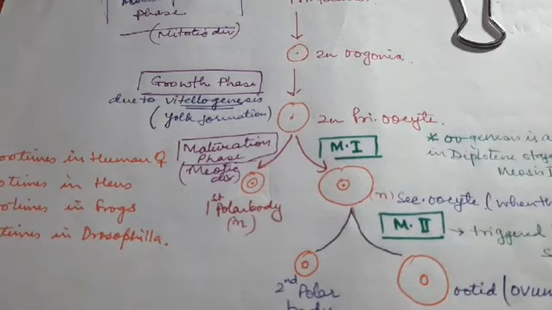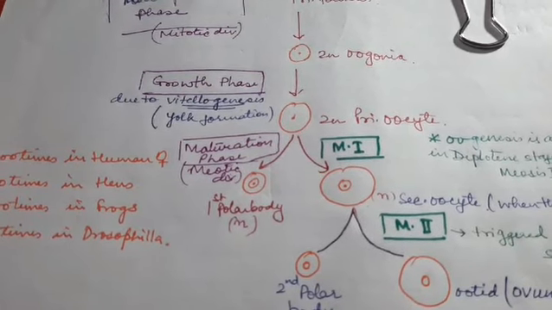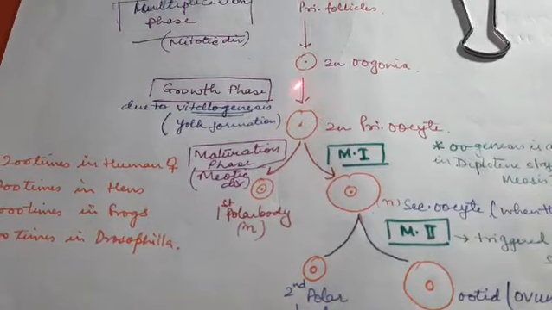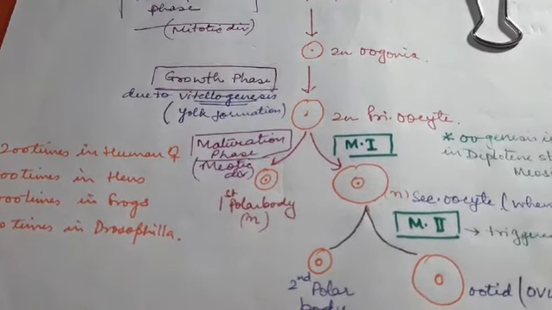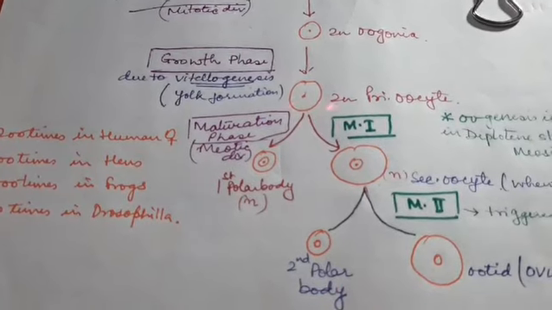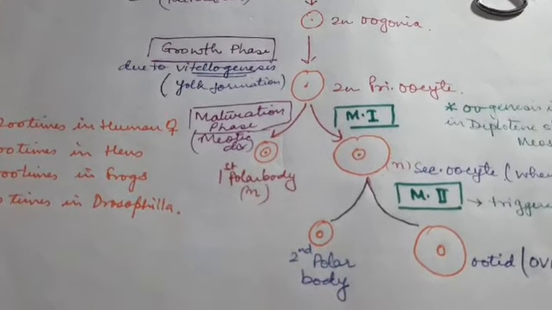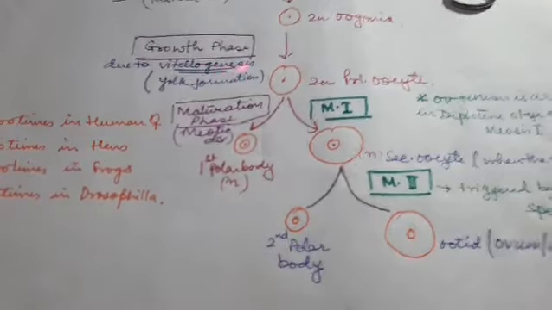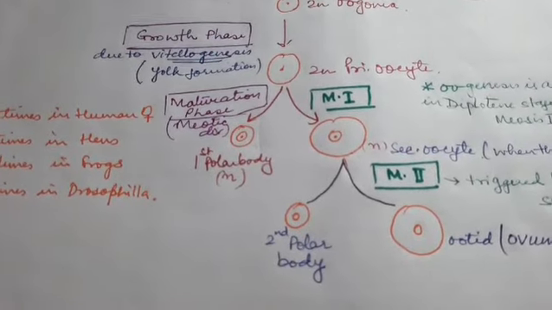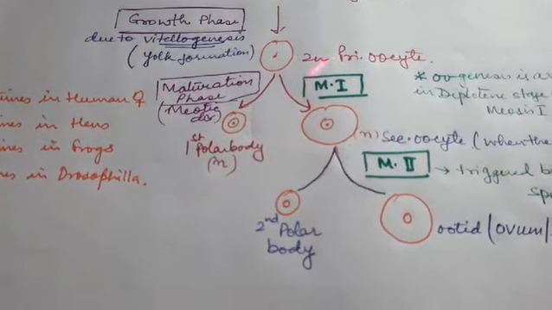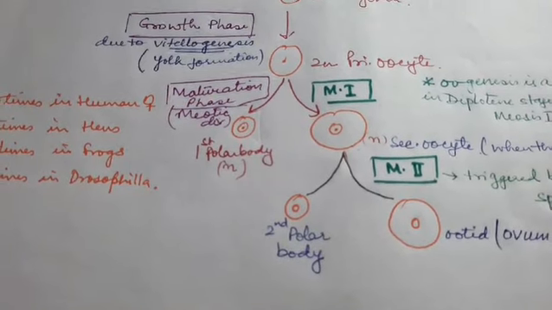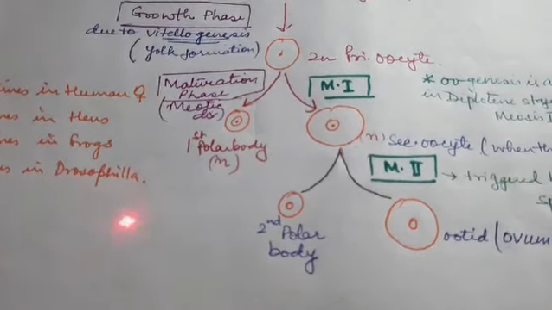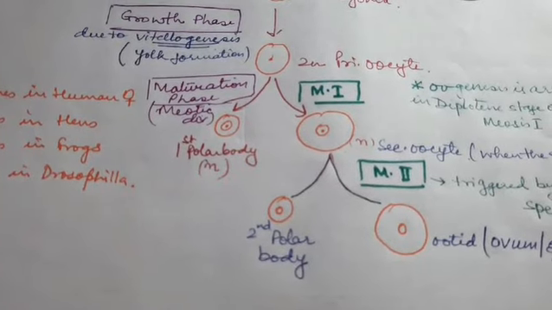So here it grows, and now you can see here it goes, and now we call it a primary oocyte, and it is a diploid large cell. Enlargement is due to vitellogenesis. This primary oocyte now enters the next stage, that is the maturation phase, which includes meiosis 1 and meiosis 2.